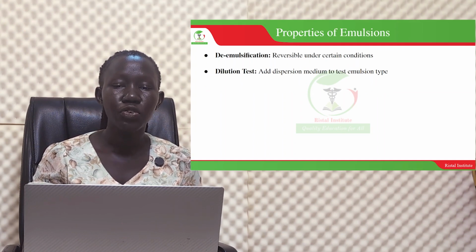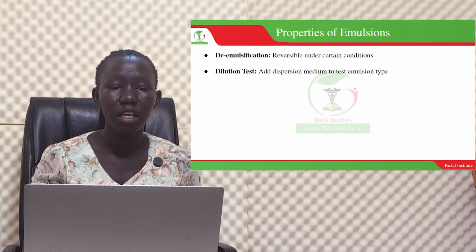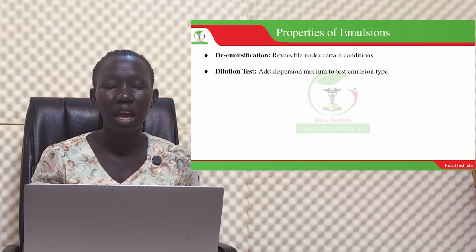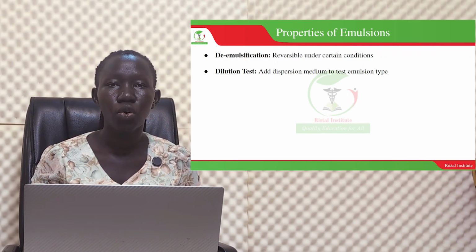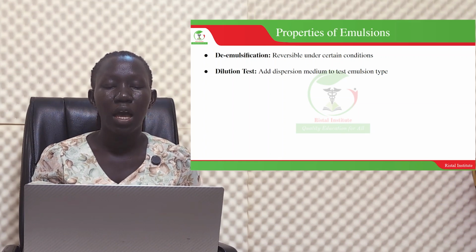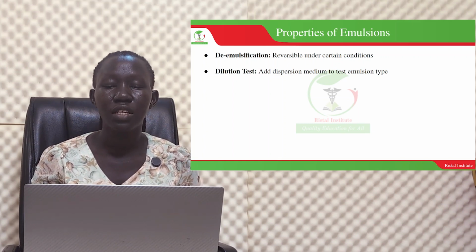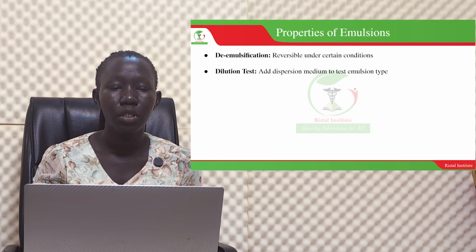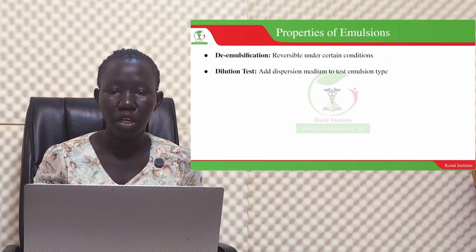Two important properties of emulsions. One is emulsification, meaning that this emulsion can change. It can be reversed under certain conditions. And then the dilution test. Adding dispersion medium to test emulsion type is one of the properties that you may find in emulsions.